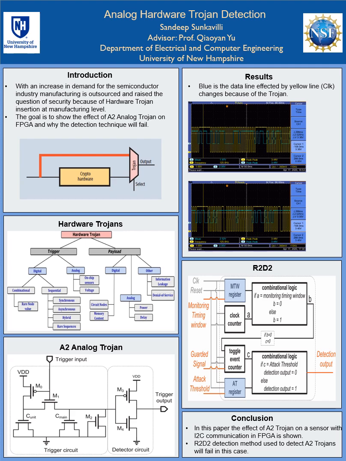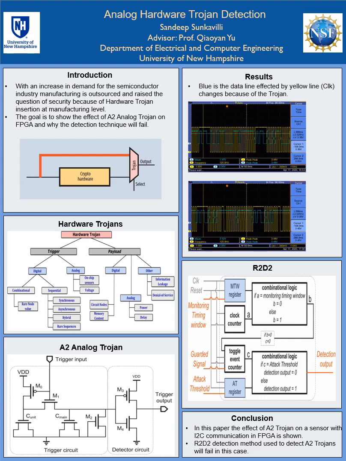Both pictures of the oscilloscope are taken at the same temperature measurement. The top one is where the Trojan is not active, and the bottom one, the second picture, is taken when the Trojan is activated. And you can clearly observe that the data line is being changed according to the SDLK line.